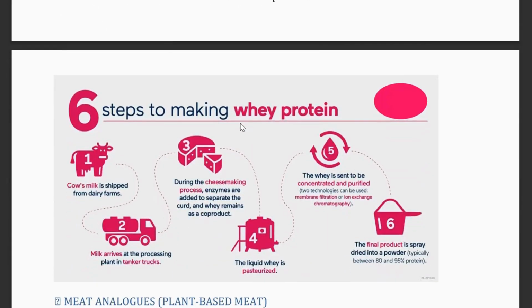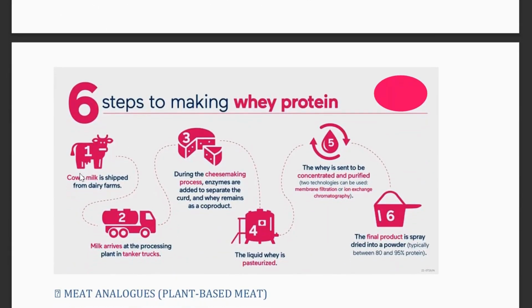So I'll explain the steps of how the whey protein is made. The cow's milk is shipped from the dairy farms. The milk arrives at the processing plant in tanker trucks, where, during the cheese making process, enzymes are added to separate the curd, and whey remains as a co-product of that. Now the liquid whey is pasteurized.